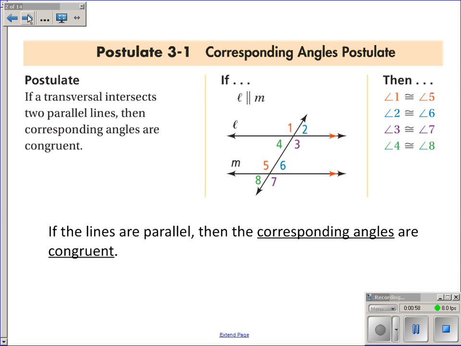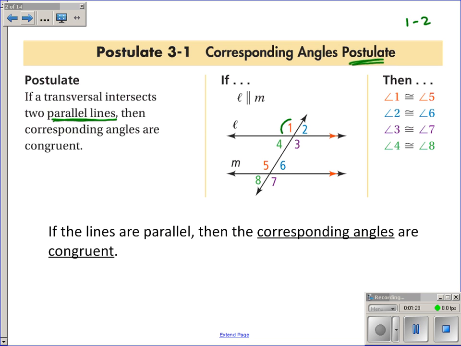All right, first we're talking about the corresponding angles postulate. Now, it's a postulate, which we talked about in section 1-2, that it's an accepted statement of fact. Something that we take to be true without requiring a proof of it. And what the corresponding angles postulate says is if a transversal intersects two parallel lines, they must be parallel, then the corresponding angles are congruent.